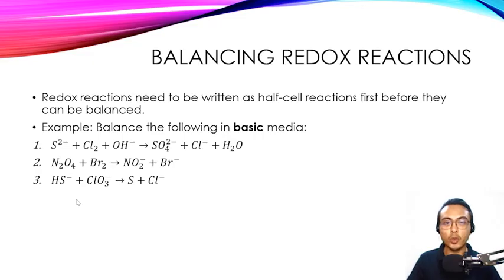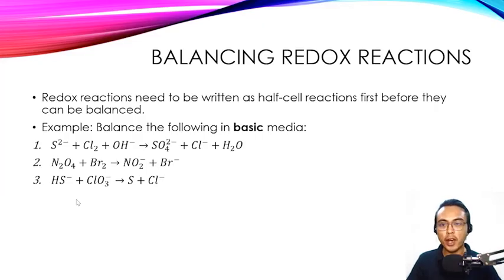Earlier, I have mentioned that we have 2 types of media, acidic and basic media, and their approach to balancing are quite different. For acidic media, we were adding protons to balance our half reactions. In this case, for basic media, we need to add the hydroxide ion instead. Okay? Let's try these examples.